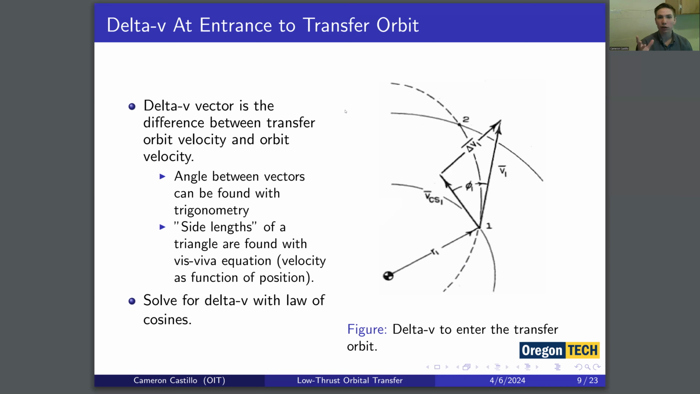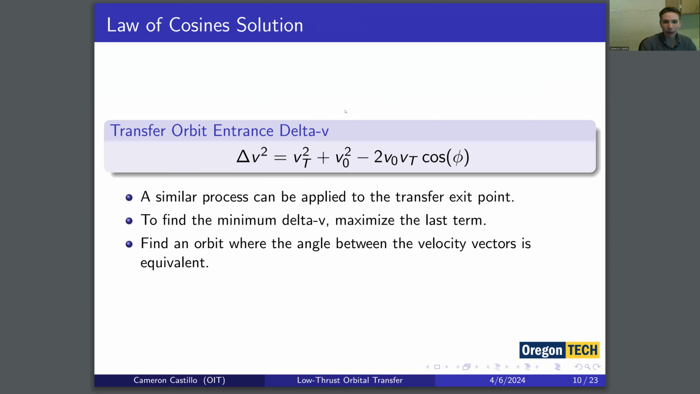And that's defined by what's called the Vis-Viva equation. And then the angle between the two velocity vectors, right, can be found from the conservation of angular momentum. And so with these factors, we can decide how to minimize the delta V we need. And we know we can only change the points of entrance and exit to our satellite. And so we can actually solve for this delta V here with the law of cosines. And we end up getting something like this.